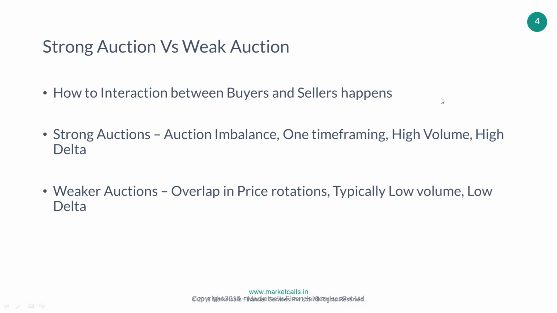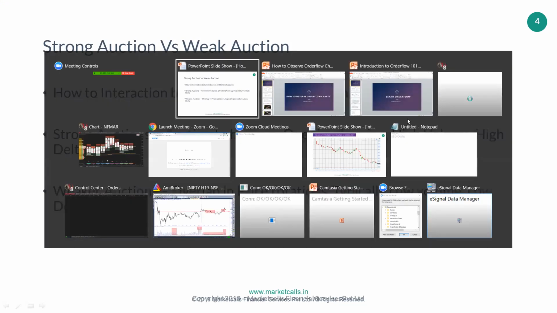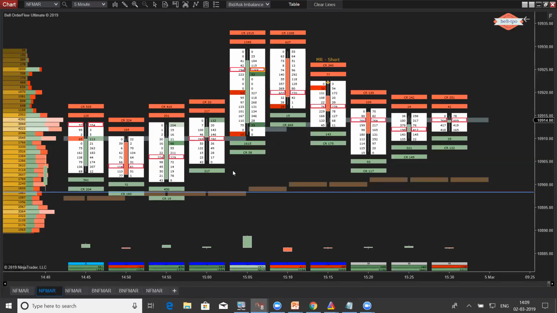While talking about a stronger auction or a weaker auction, primarily we'll be talking about auction in the form of auction imbalance or one-time framing, a high volume or a higher delta. Auction imbalance you will often be able to see in the form of thick order flow blocks in the charts. Let me go back to the charts and I'll show you.